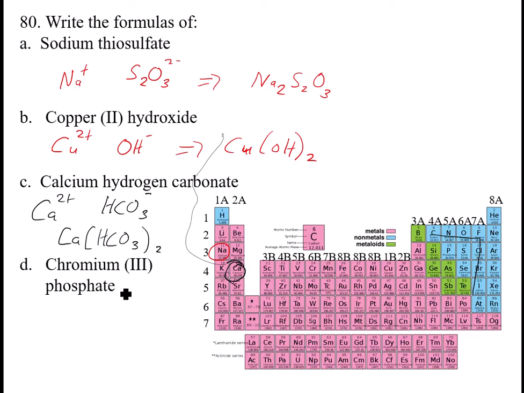Actually, I did this example on the previous page, but that's okay. Chromium is Cr. It tells me that this is a 3+ charge. Phosphorus is over here. It's not on my 7, so 8 is 4 oxygens, so it's PO4. Phosphorus is a group 5A, so 5 minus the 8 gives me -3. So phosphate is a -3. So here's 3 plus, 3 minus, so it just becomes CrPO4. And that's how you do ionic compounds going both directions.